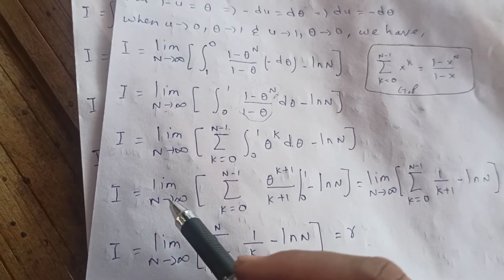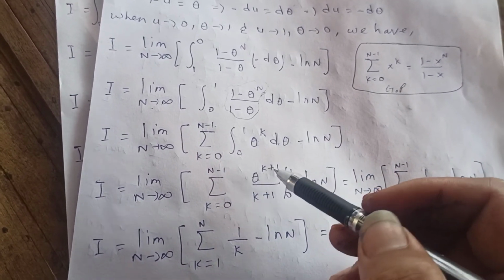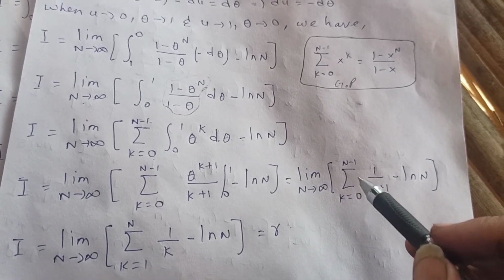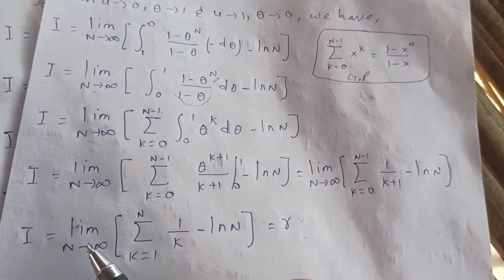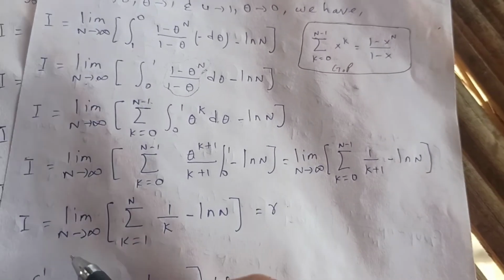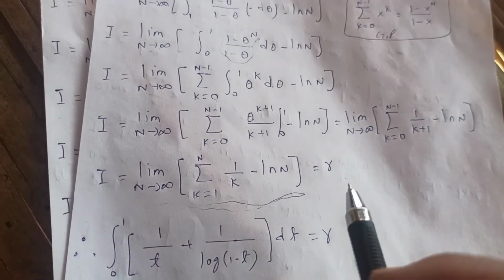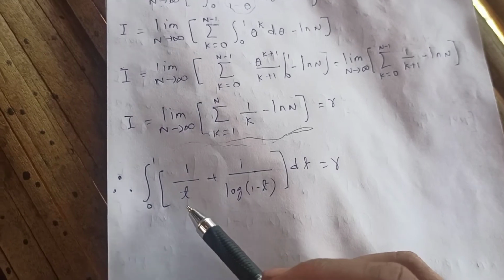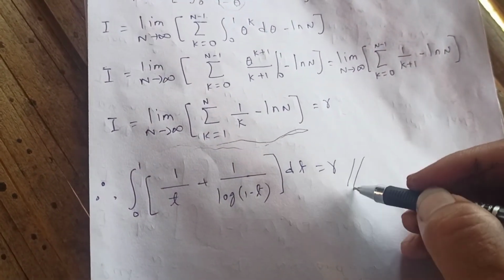So I is the limit as n tends to infinity of the sum from k equals 0 to n minus 1. The integration of theta to the k with respect to theta is theta to the k plus 1 upon k plus 1 from 0 to 1, minus natural log n. That is the limit of the sum from k equals 0 to n minus 1 of 1 upon k plus 1, minus natural log n. So I is the limit as n tends to infinity of the sum from k equals 1 to n of 1 over k, minus log n, and this limit is what we call the Euler-Mascheroni constant. Therefore our original integral, the integral from 0 to 1 of 1 upon t plus 1 upon log of 1 minus t dt, is nothing but the Euler-Mascheroni constant.